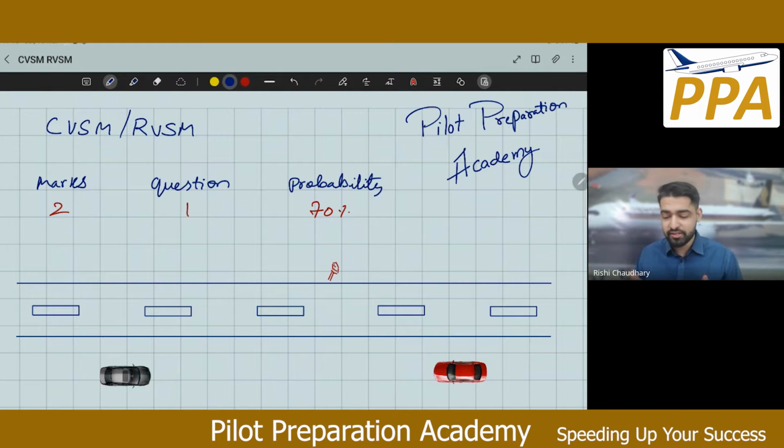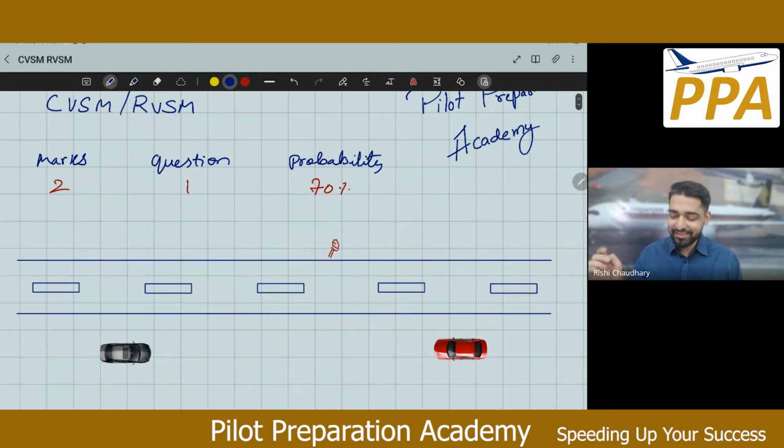The probability of this topic coming in the exam is 70%, which is very high. It will give you one question and 2 marks. So let us start with the analogy.